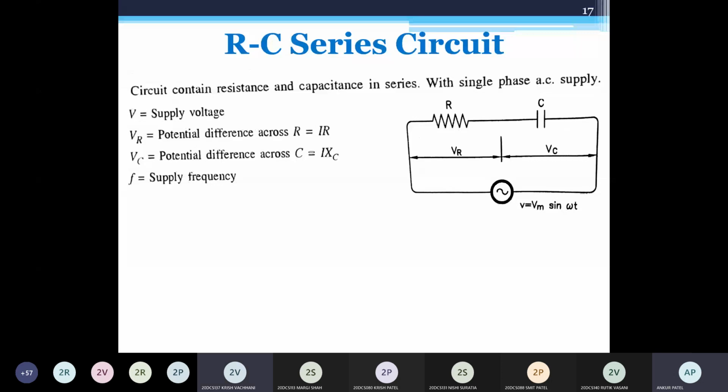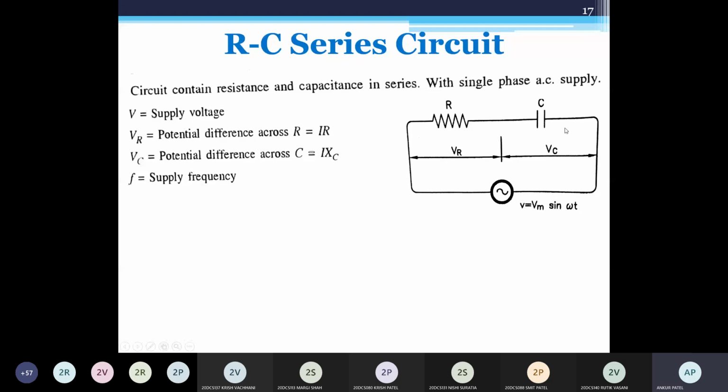Now go for this VR. Where do I have to plot this VR? Sir, in the positive X direction. Positive x direction. We know for a resistive load, current and voltage remain in phase. So in the same line, draw this VR.